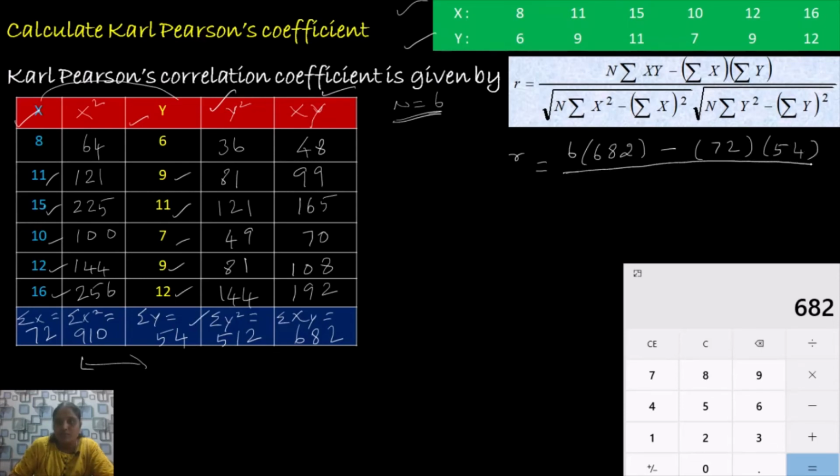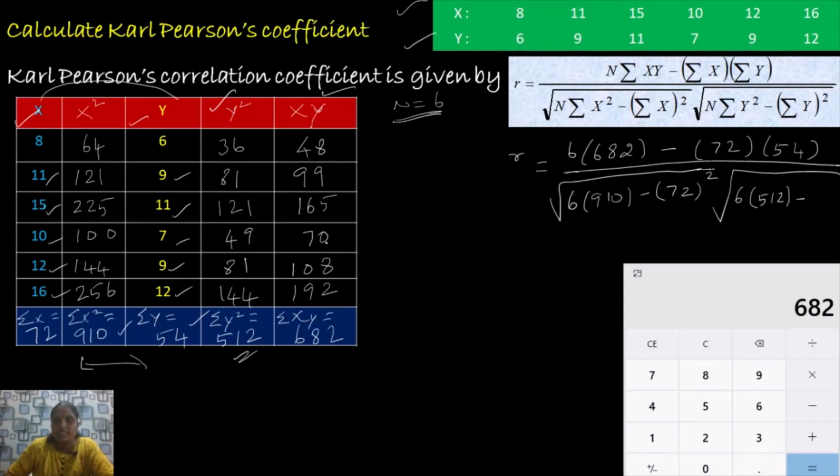over under root n is 6, sigma x square is 910, minus sigma x the whole square, that is 72 the whole square, and under root n is 6, sigma y square is 512, minus sigma y, that is 54, whole square.